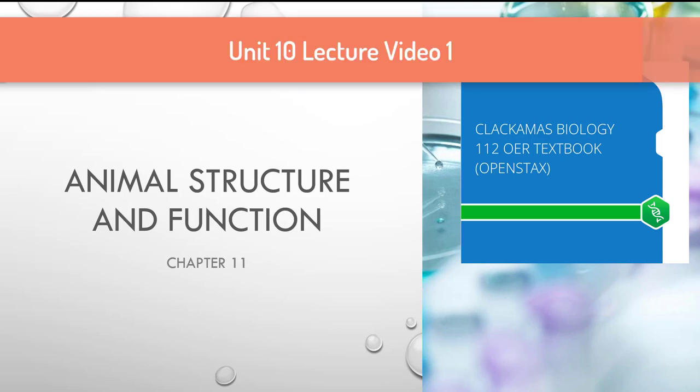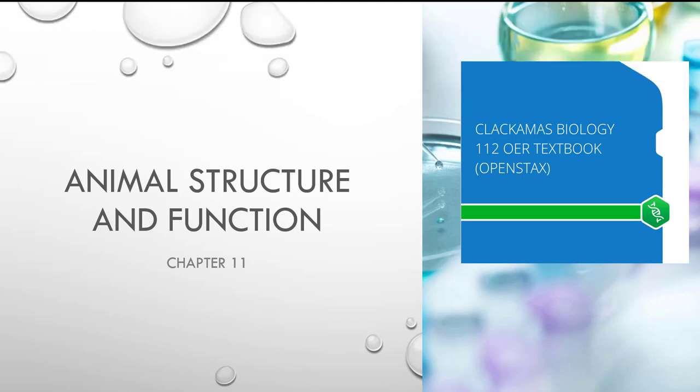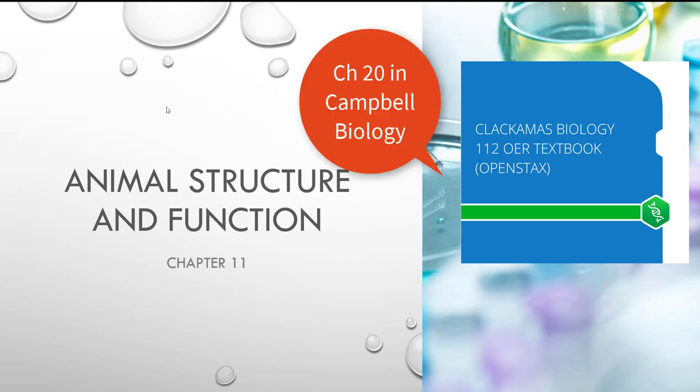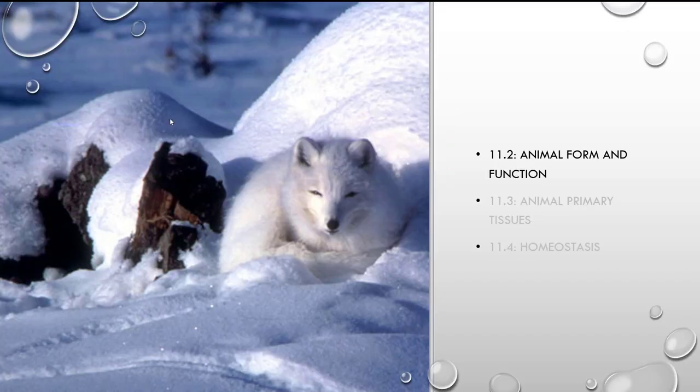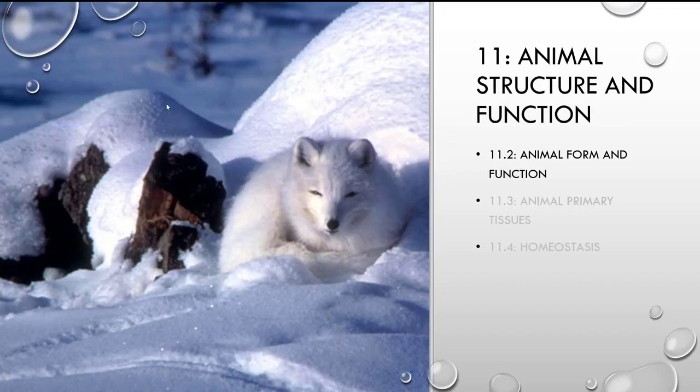Welcome back, everyone. So we're going to finish off the term with animal structure and function from chapter 11. I believe it's chapter 20 in the Campbell Biology book, but I'm not quite sure. So in this chapter, we're going to take a look at basically the beginnings of anatomy and physiology, so that probably next term you're going to be taking an anatomy and physiology course. So this will give you kind of a preview, the basics that you'll need to be successful.